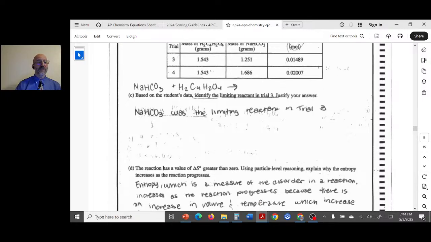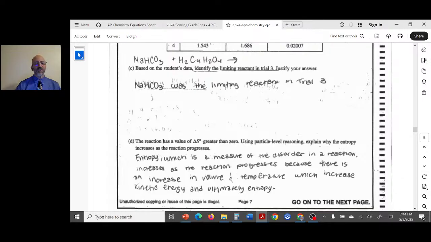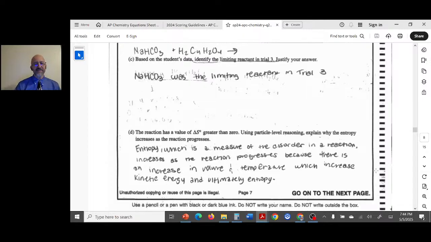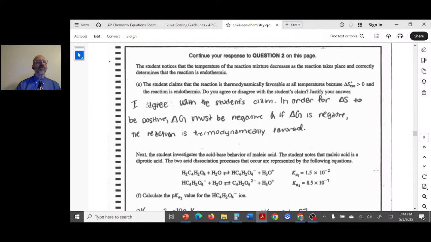Let's see if they had particle level reasoning in part D. Entropy, which is a measure of the disorder. Keep going. Talk about particles. Increases because there is an increase in volume and temperature. No, they did not use particle level reasoning, talking about the gas particles and their relation to the dispersal of the particles or the microstates. So, no. I agree with the student's claim. In order for delta S to be positive, delta G must be negative. So no, they didn't talk about the delta H, so they did not earn the point in part E. Yeah, incorrect claim about the conditions of thermodynamic favorability.